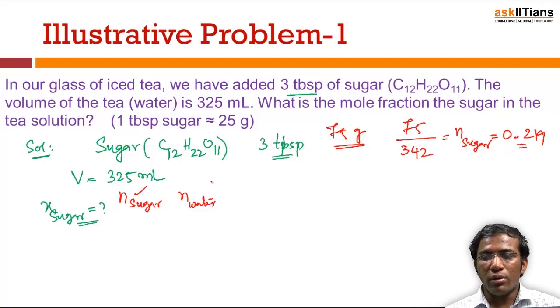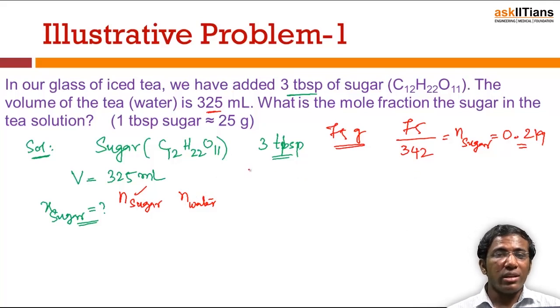0.219 is the number of moles of sugar. So that one we have already done. Now let's think about how we can calculate the number of moles of water. For that we need to know the mass of water, because we already know its molecular weight. So the mass of water is what we want to calculate.